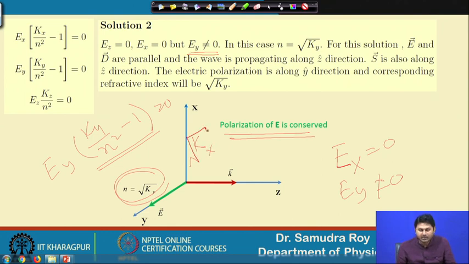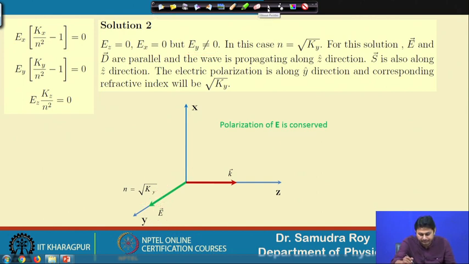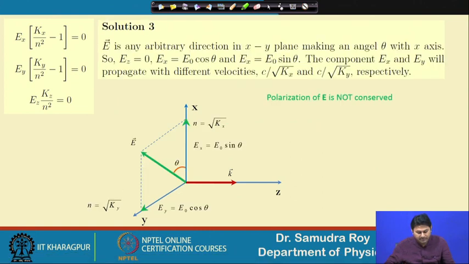So, here one important thing one should note, that the refractive index experienced by the electric field is different when it is polarized along y direction and when it is polarized along x direction. That is the important thing here, because the refractive index may not be the same in y direction and x direction, and that is indeed the property of the anisotropic system.